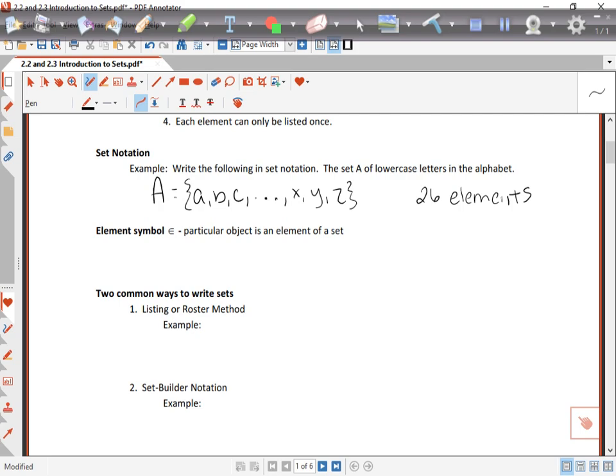The element symbol kind of looks like an E. It means a particular object is an element of the set. So lowercase m would be an element of set A, but uppercase M would not be an element of A. So we can write it with a line through it, meaning not an element.